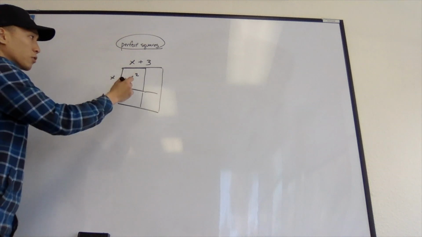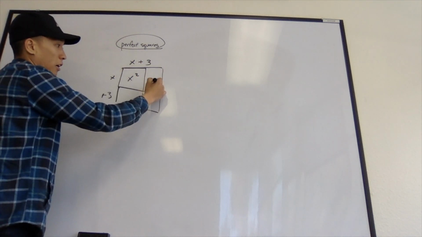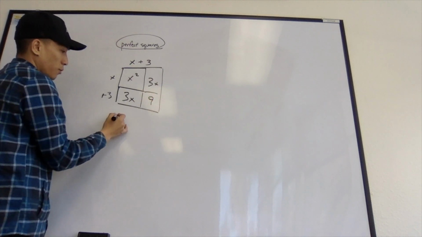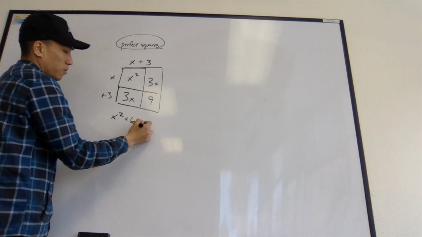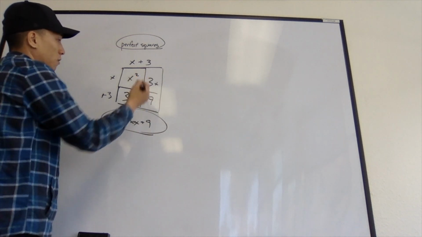x squared is a perfect square, but x plus 3 squared is now going to give me an extra 3x here, an extra 3x here, right? And then 9 here. So we get x squared plus 6x plus 9. Okay? Now, this is the positive one.